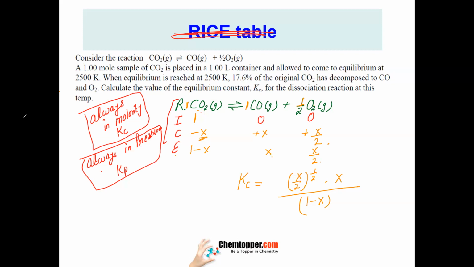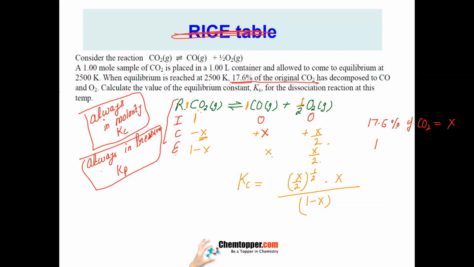Is there any other information, children? Any other information? Yes, Lisha? What does it mean? It means 17.6% of CO2 has undergone dissociation. The dissociation of CO2 is equal to x, because x is the amount which has undergone dissociation. It's called the degree of dissociation, or percent dissociation.